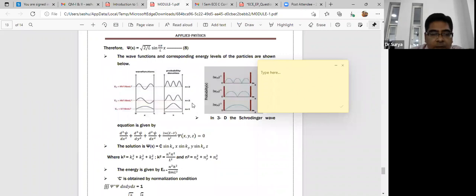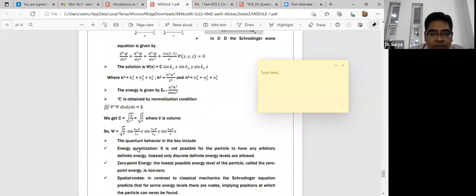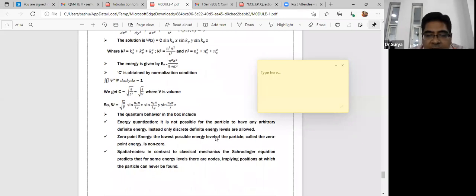See, the behavior in the box includes energy quantization. It is not possible for the particle to have an arbitrary definite energy. Instead, only discrete definite energy levels are allowed. Zero-point energy is the lowest possible energy level of the particle, and it is non-zero. The other is spatial nodes. In contrast to classical mechanics, the Schrödinger equation predicts that for some energy levels there are nodes, implying positions at which the particle can never be found.